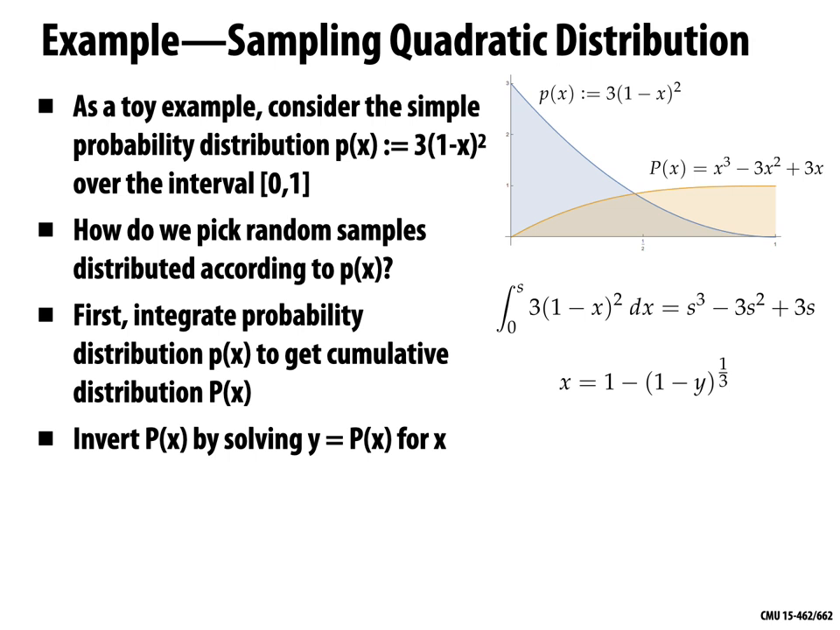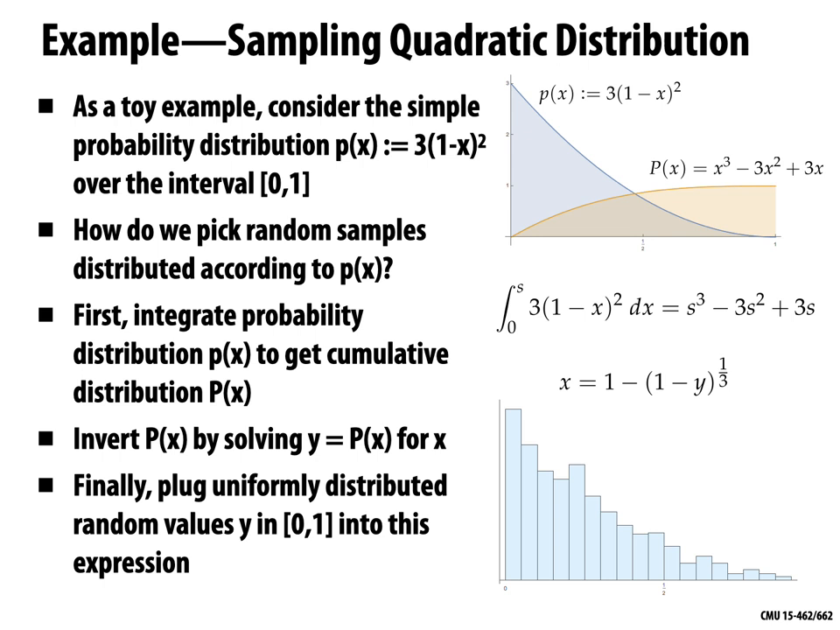Okay, so finally, if I want to sample from this original distribution, the blue function, little p of x, I'm just going to grab uniformly distributed random values in the interval 0, 1, plug them into my expression for x, right? So my random values are going to be y's. I plug them in to my expression. I get x, which is the location on the unit interval where my random sample occurs. And what I see if I do this many, many times and do a histogram is that the histogram starts looking a lot like that original blue curve. In fact, if I keep taking more and more samples, this histogram really will look nicely like that original distribution.